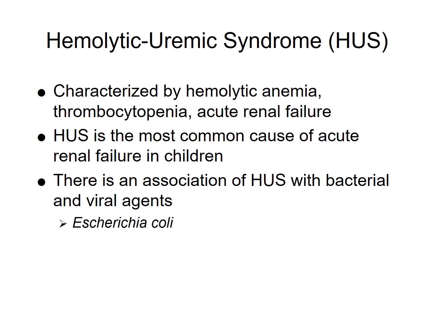Hemolytic uremic syndrome is characterized by hemolytic anemia, thrombocytopenia, acute renal failure. It's the most common cause of acute renal failure in children, and you're going to see this in children who have salmonella or E. coli in the blood. So this is a very serious, deadly process that can occur in children. We see this with kids that have been invaded with salmonella and E. coli sepsis.